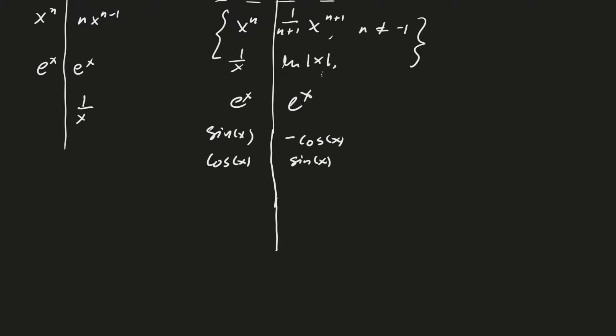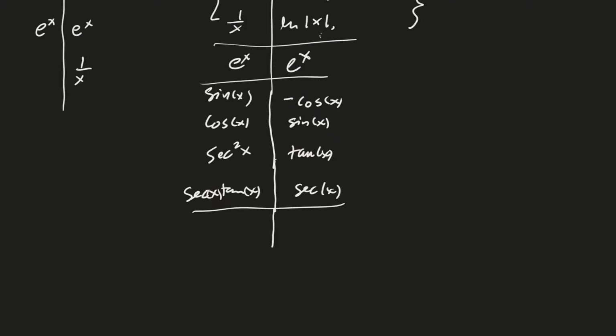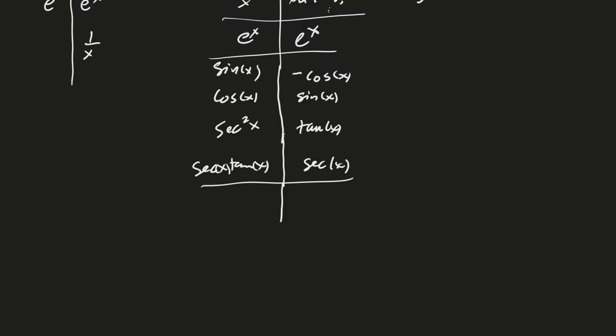For right now, let's use our other derivative formulas. Here we have secant squared x. The antiderivative will just be tangent, because the derivative of tangent is secant squared. And then if we have secant x tangent x, what function has the derivative of secant x tangent x? It is the secant of x. Very good. We'll keep those as our basic antiderivatives for now, and then we'll get more complicated in calculus 2.